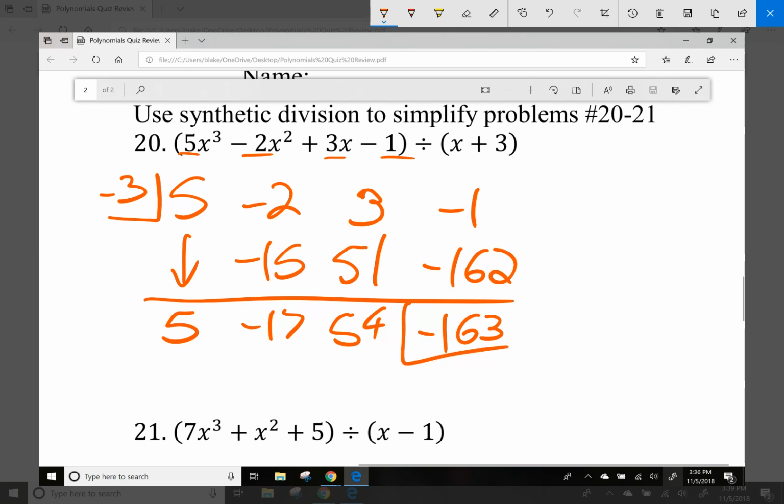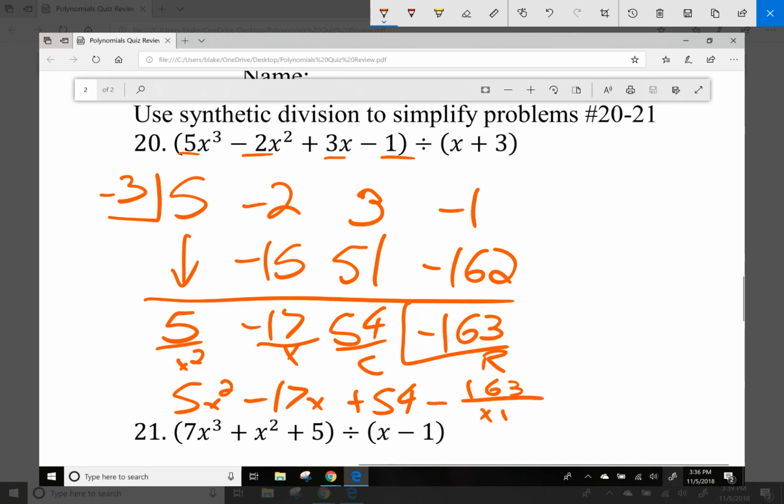So remember, this is always my remainder at the end. This is my constant. Then this is my x. And this is my x squared. So my answer is 5x squared minus 17x plus 54. And then the remainder, -163 over x plus 3. All right. And so number 21 works the exact same way. Just make sure you're careful.